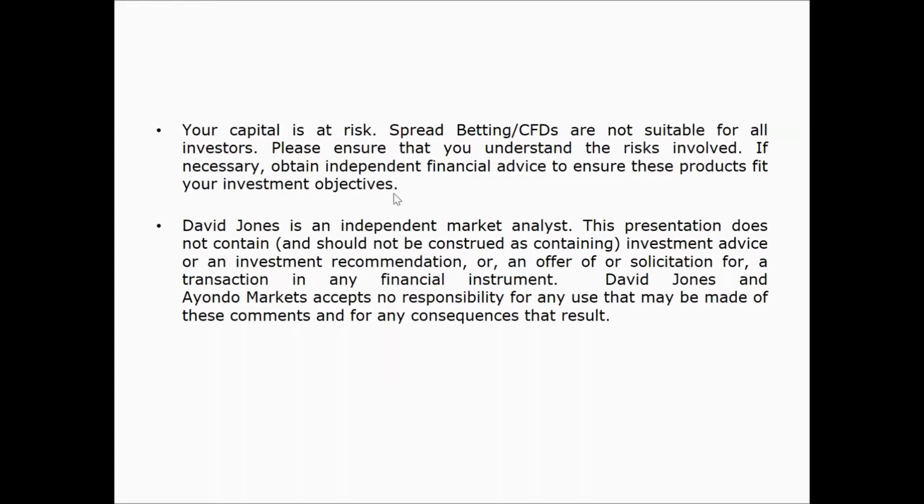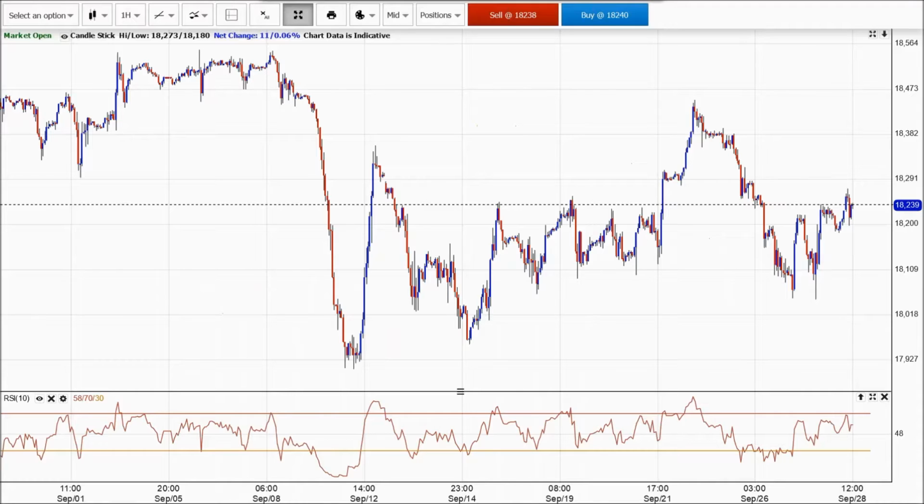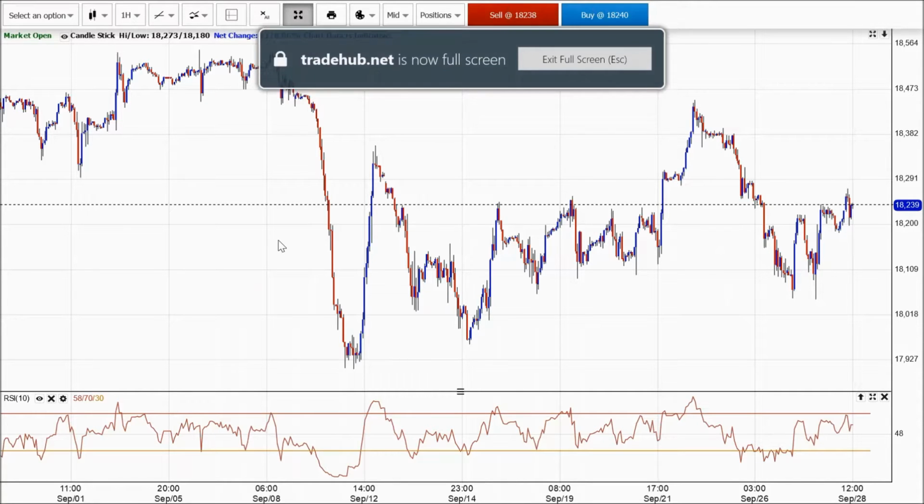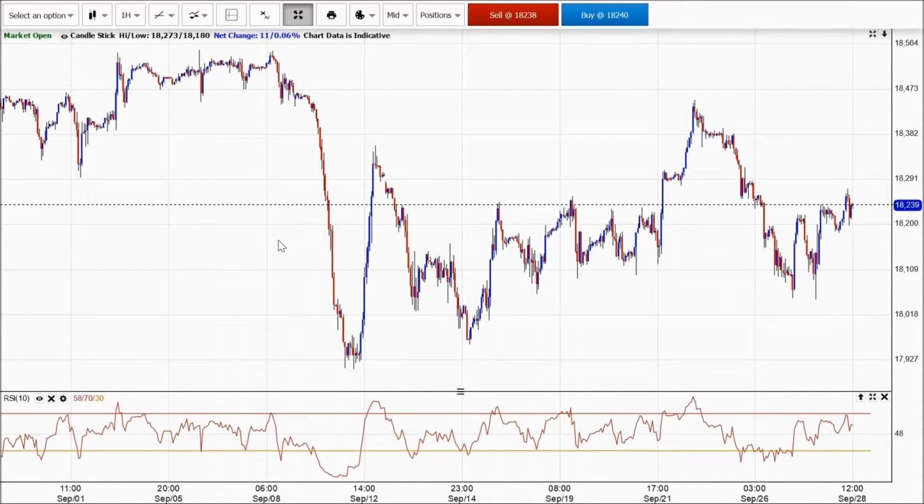When we're looking at the charts today, we're going to be using Aondo's Trade Hub platform. So I'll bring that up. They've recently upgraded their charting, and I think it's quite a big jump from what they had before. We normally start off with forex markets, but I thought for a change we'd start off with stock markets, because I think what we've seen in the last couple of days is quite interesting.